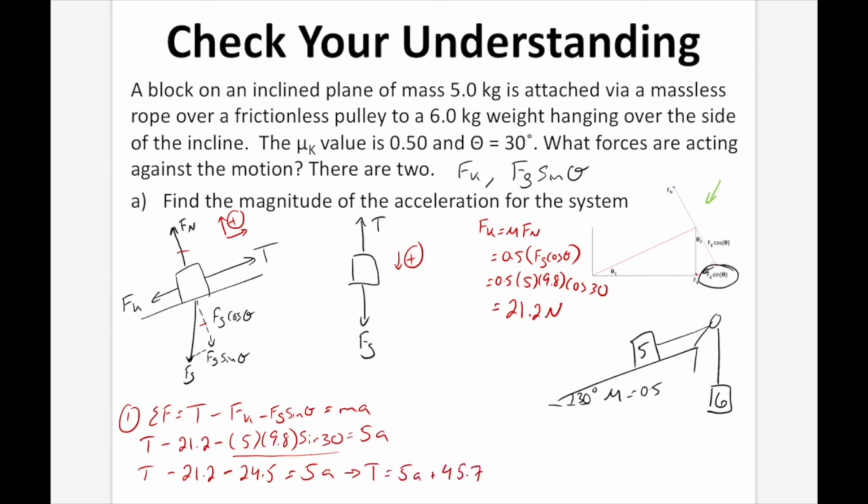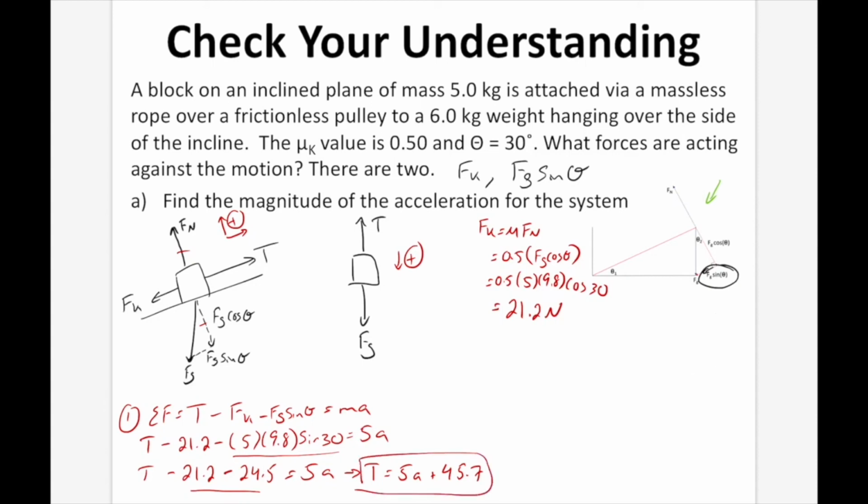So that's getting T on its own, skipping one step and bringing these two together on the other side of the equation. So that's going to be our equation 1. That's going to be equation 2 right there. That's 6 kilograms. So we're going to say the sum of the forces for equation 2 is going to be equal to Fg minus T, which is equal to Ma. Fg is going to be mass times gravity. So 6 times 9.8 minus T is going to equal 6a. 6 times 9.8 is 58.8, minus T equals 6a.